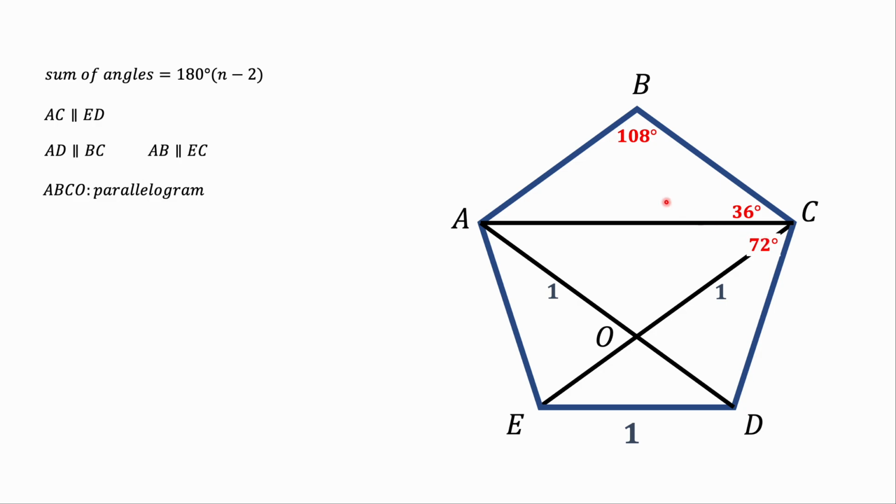So now let's call this side AC with the Greek letter phi. AD is also going to be phi, but one part is 1, so the other part, OD, will be phi minus 1.